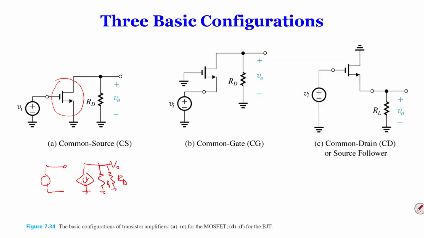So you can easily find out, the output VO is going to be GM times VGS, in this case, which is the same as VI, times the RO in parallel with RD. And then you're going to need this minus sign here. Okay, so that's very simple, right? Common source.